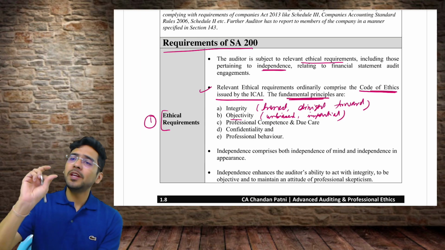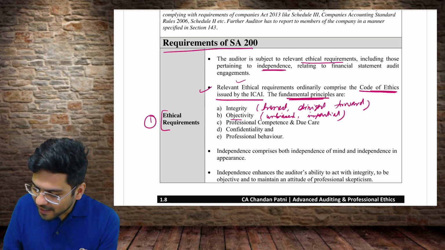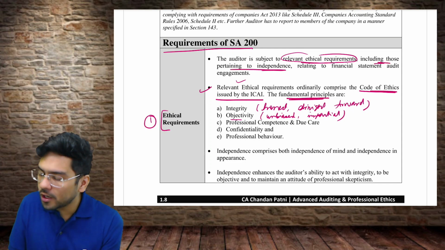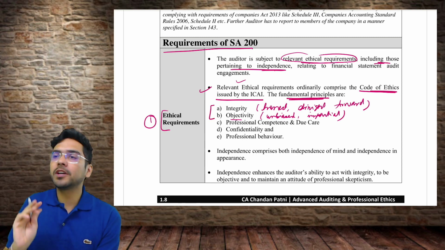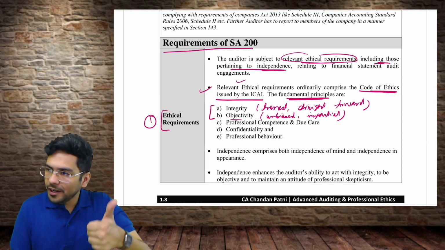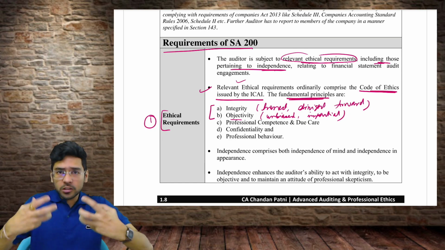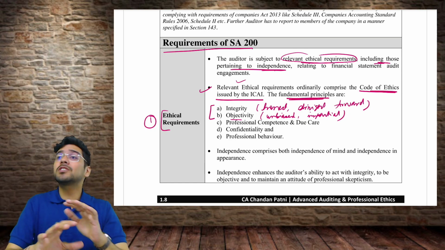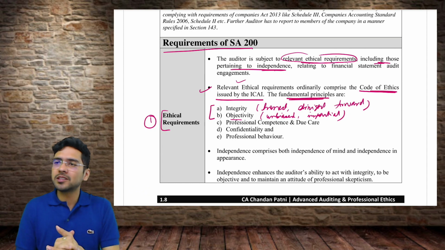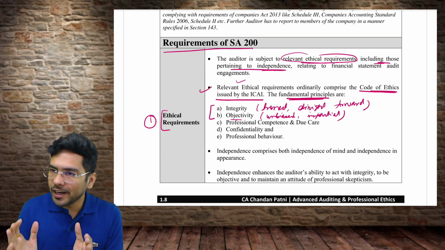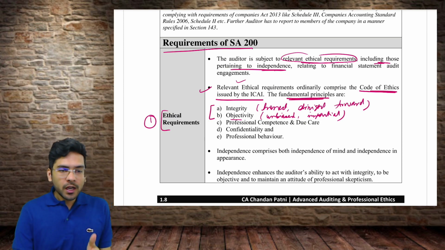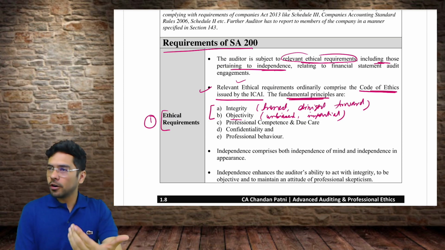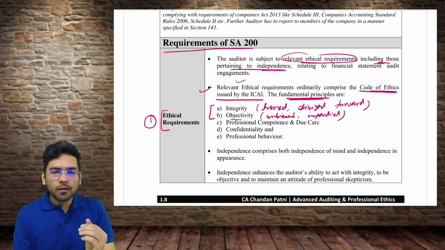Are you all okay with this? And please remember, guys, it says ethical requirements. The auditor is subject to relevant ethical requirements, including those pertaining to independence. An auditor can only be independent when these 2 things are there. He has to maintain integrity as well as objectivity. If he works in an unbiased manner, if he gives impartial consideration towards all things, then only I can say that the auditor is independent. So for independence to happen, integrity and objectivity are a must. Okay. The third requirement. When you go for an audit, it is our ethical requirement that we have to be competent.